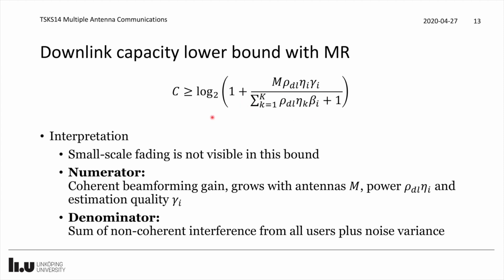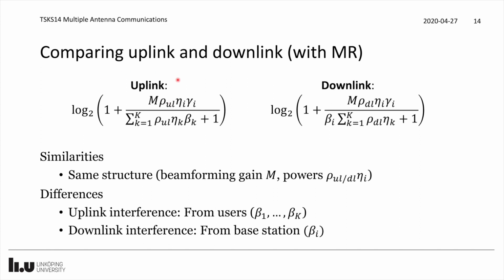This capacity lower bound is actually quite similar to what we got in the uplink when using maximum ratio. So let's put them side by side, here for the uplink and here for the downlink. They have a quite similar structure. They have log2 of 1 plus a signal-to-interference-and-noise ratio, which essentially all capacity lower bounds have. But then in the numerator, we also have the same structure. We have a beamforming gain, and then we have a channel estimate, eta i, which is the same in both cases, and then we just denote the transmit power differently. So we have rho uplink eta i in the uplink and rho downlink eta i in the downlink. But apart from that, it's the same. We're just switching uplink to downlink.